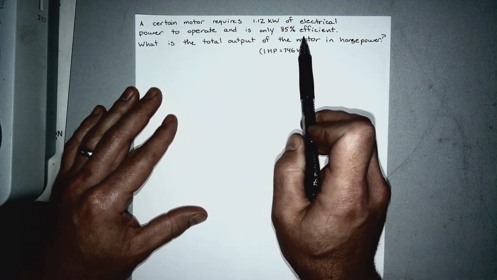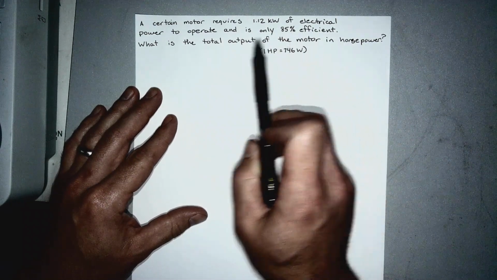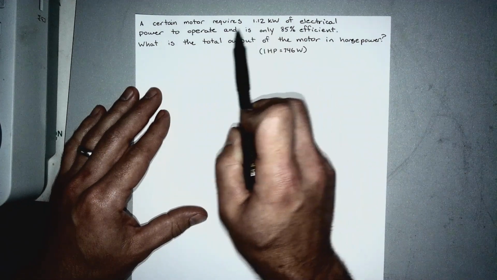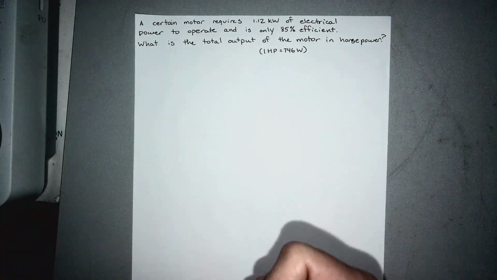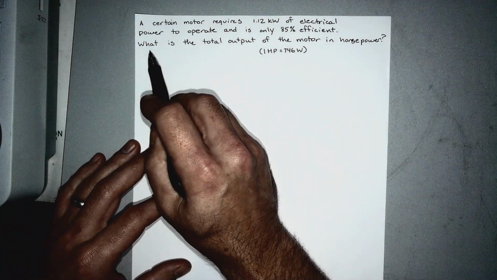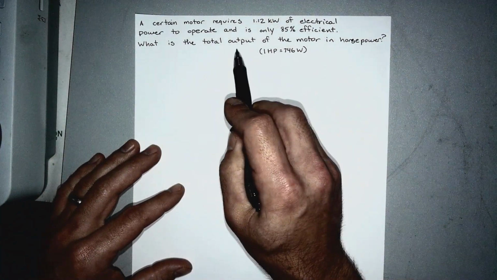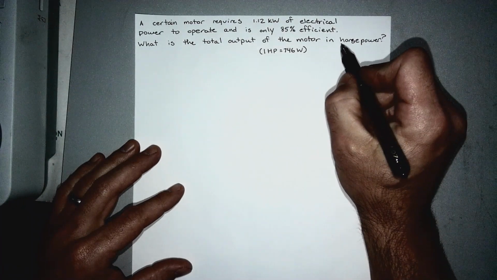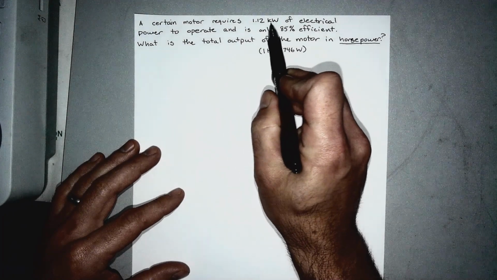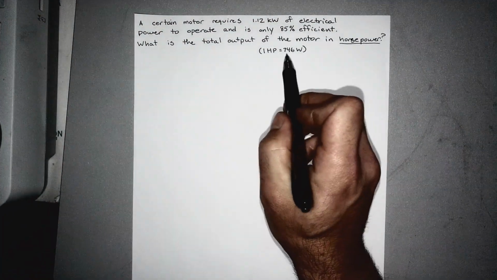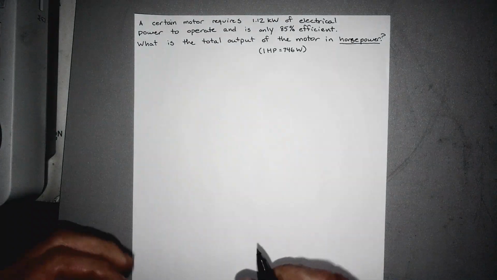So right off the bat, we know that we're given the efficiency. And when we're given the amount of electrical power that's required to operate, we're given the input to the motor. And we're being asked, what is the total output of the motor in horsepower? So here we're being asked to provide our answer in horsepower. We're given watts or kilowatts, and we know we're going to have to do a conversion later on. And we're given the conversion factor here of 1 horsepower equals 746 watts.